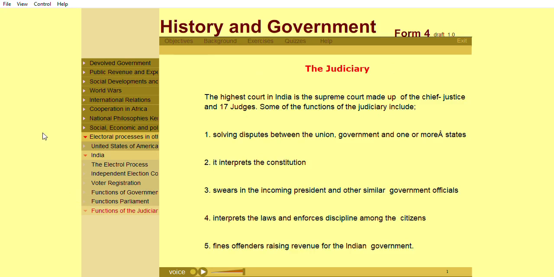Functions of the judiciary. The highest court in India is the Supreme Court, made up of the Chief Justice and 17 judges. Some of the functions of the judiciary include solving disputes between the union government and one or more states. It interprets the constitution, swears in the incoming president and other similar government officials, interprets the laws and enforces discipline among the citizens, and fines offenders, raising revenue for the Indian government.